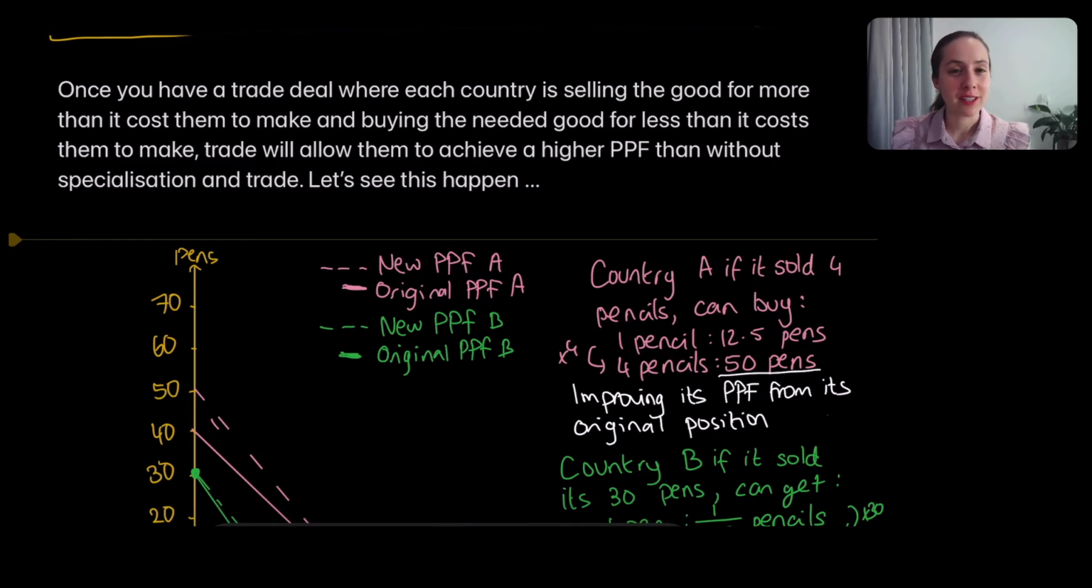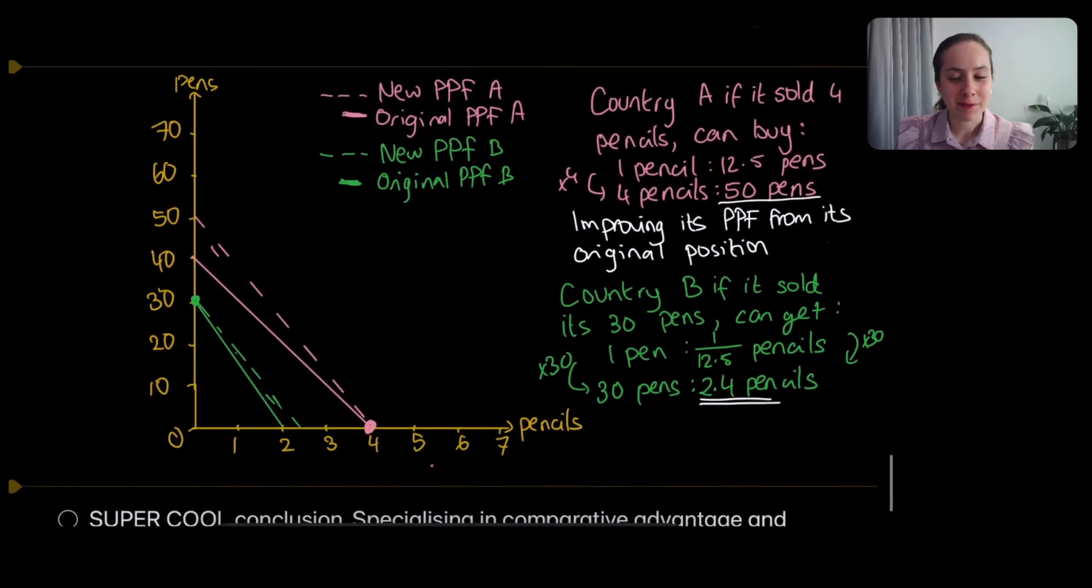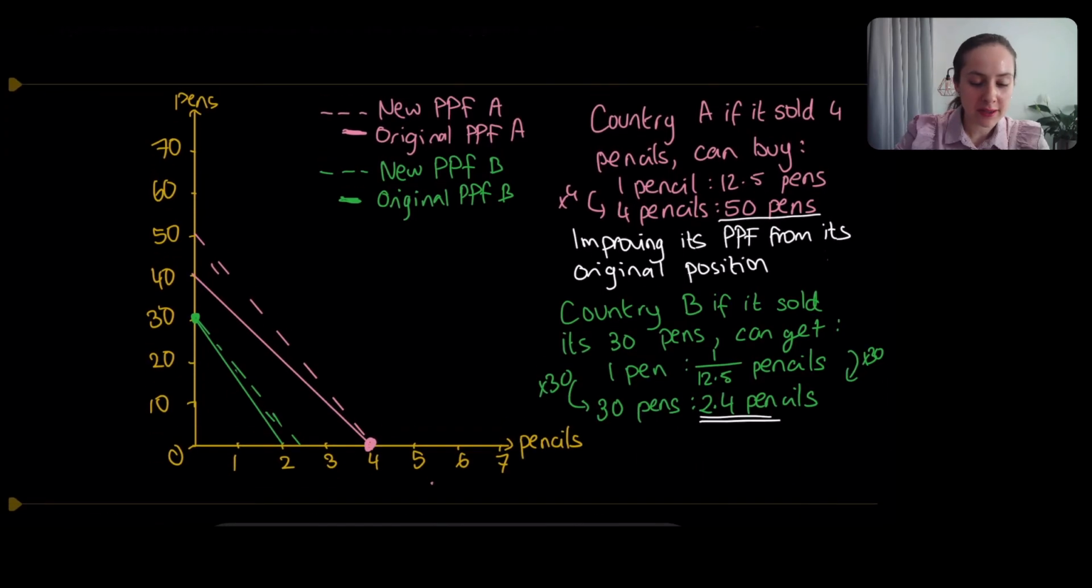And this is the really cool thing about this video again. We're going to see how the countries are both going to be better off because they've had the opportunity to sell the good that they had specialized in for more money and buy the other good for cheaper. So let's see this happen. These are my sketch lines. I'm going to delete them for now.